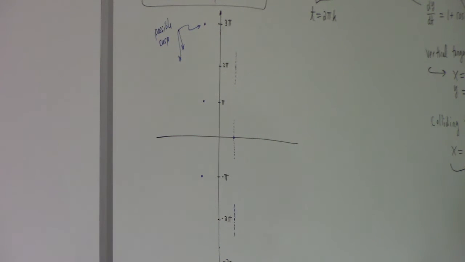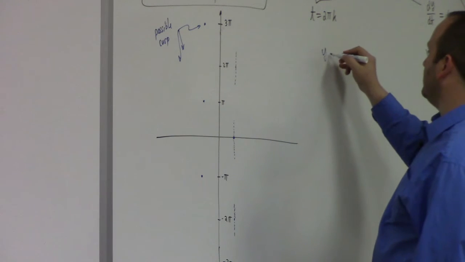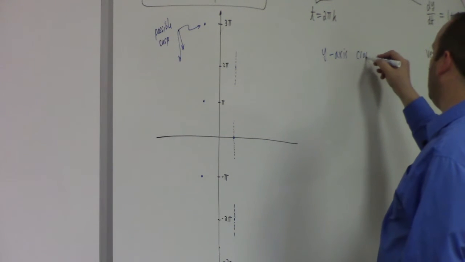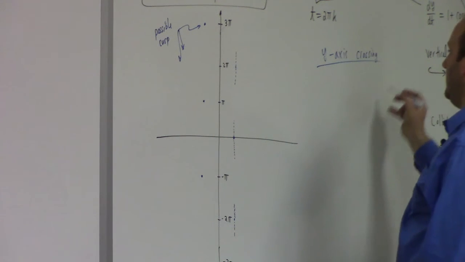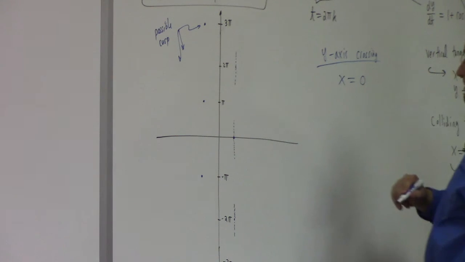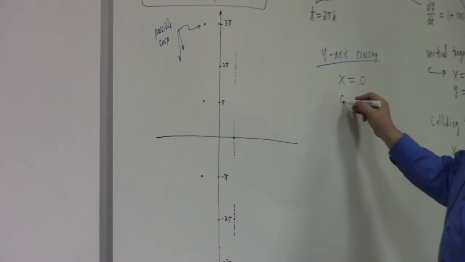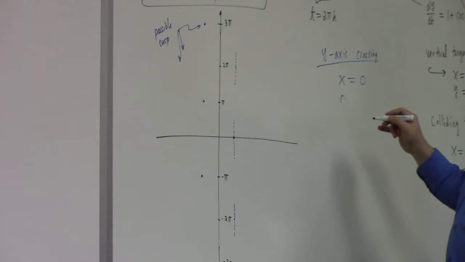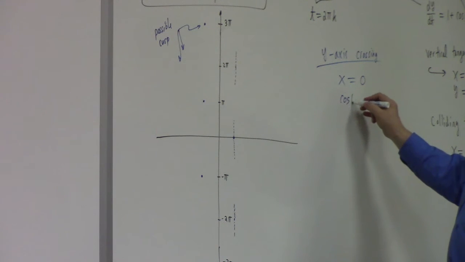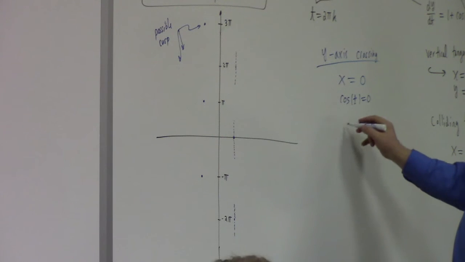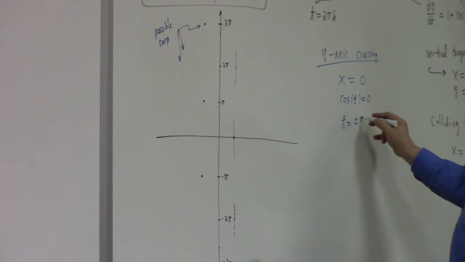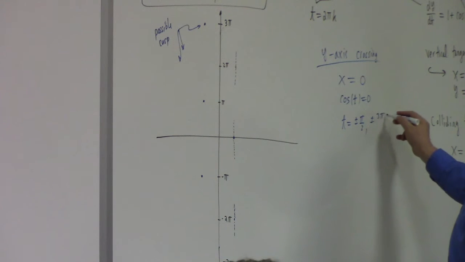Now let's see here. We can get a little bit more data. How about the y-axis? Where does this thing cross the y-axis? How do we find those? We're looking for x equals 0, right? If we find those points, then that should give us a pretty good picture of what else is going on. So x equals 0. That's cosine of t equals 0. In other words, t is equal to plus or minus pi over 2, plus or minus 3 pi over 2, and so forth, right?